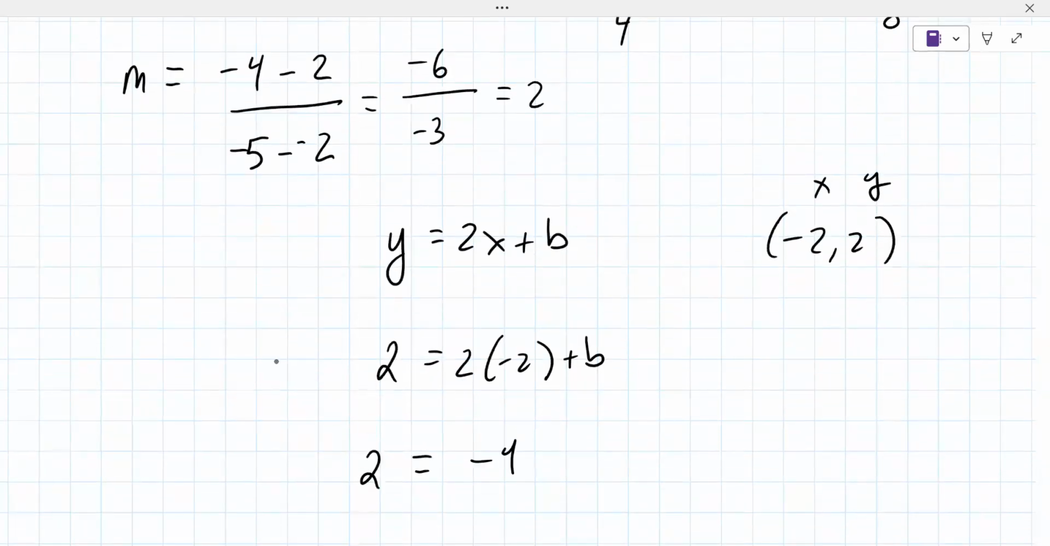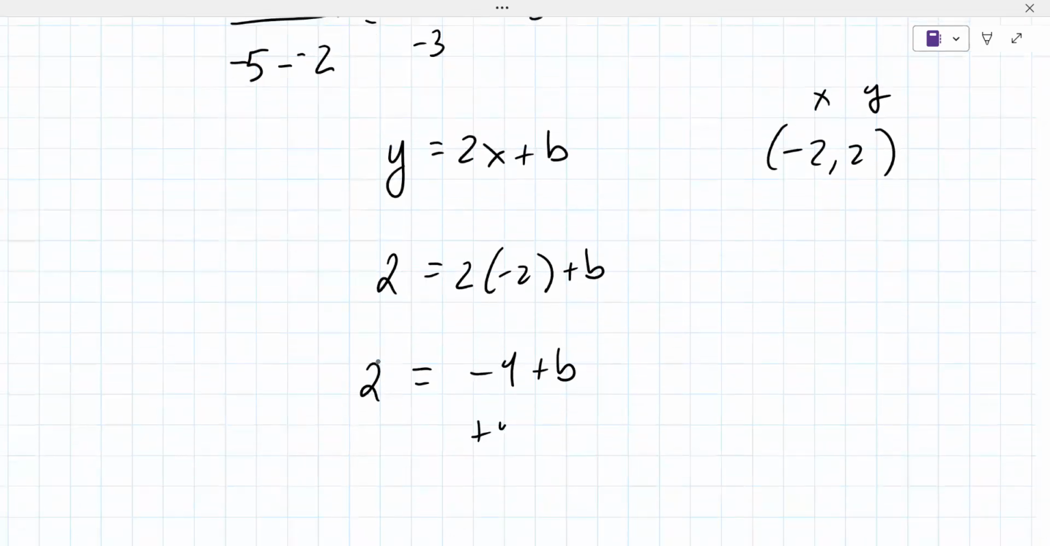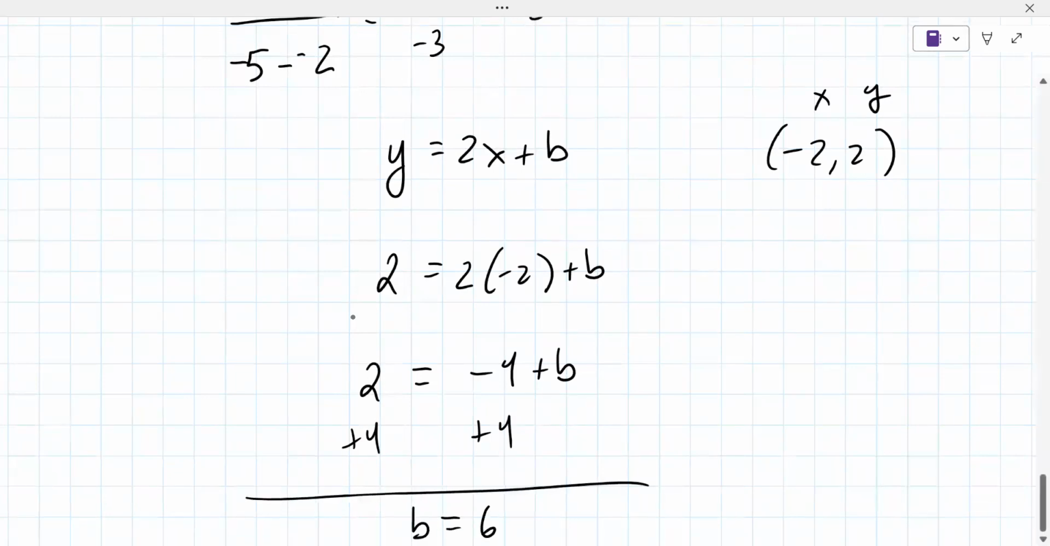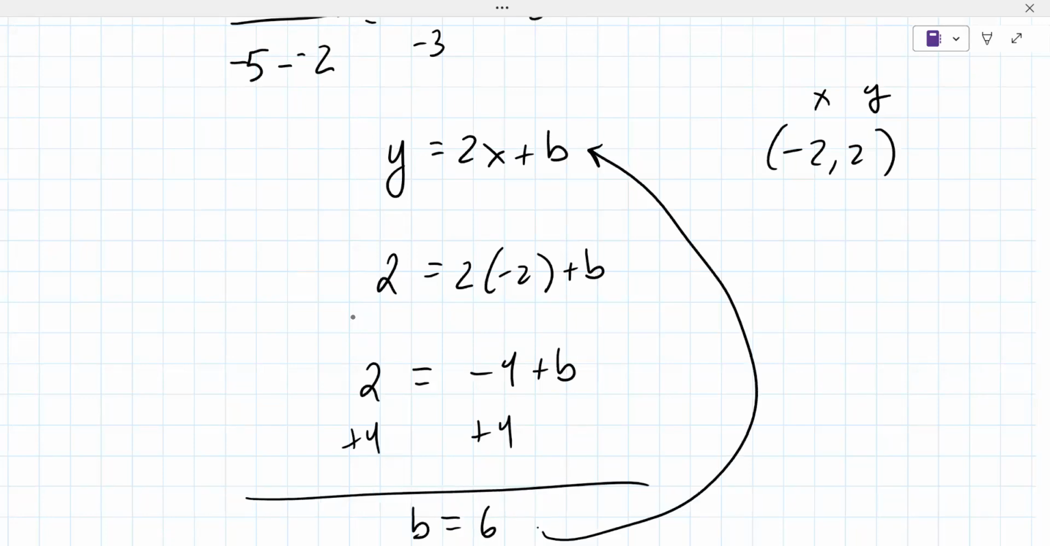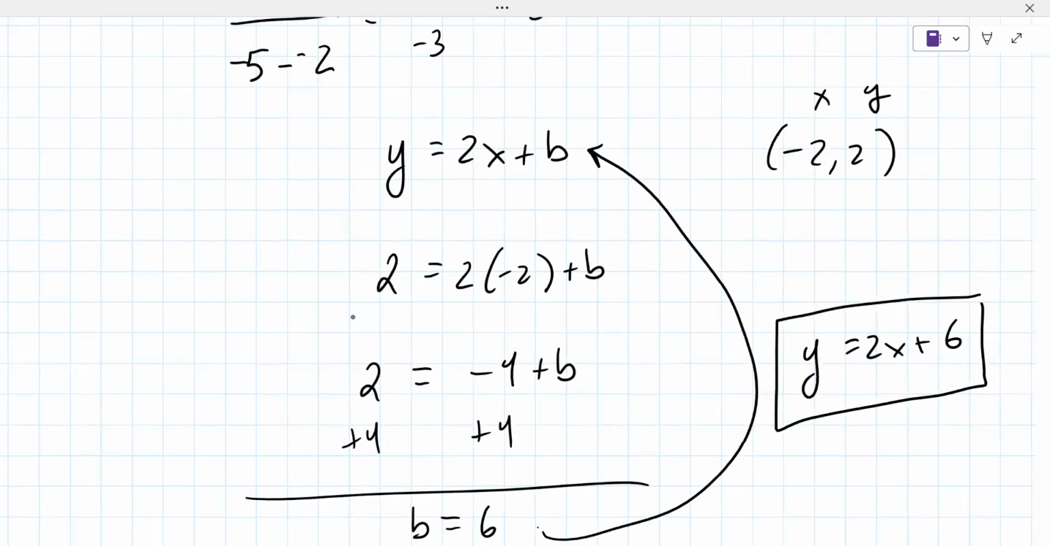2 equals -4 plus b. Add 4 to both sides. b equals 6. Is that okay? Clear? Yes. So that goes back into this equation right here. And so this is your final answer. What I'm writing here is your final answer. It's got to have a y, it's got to have an x, and it's got to have the number there.